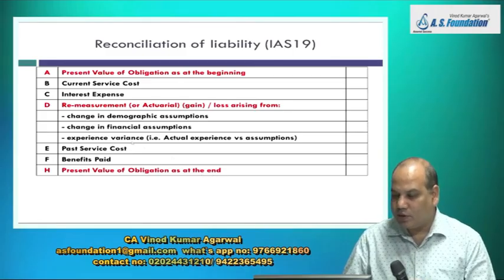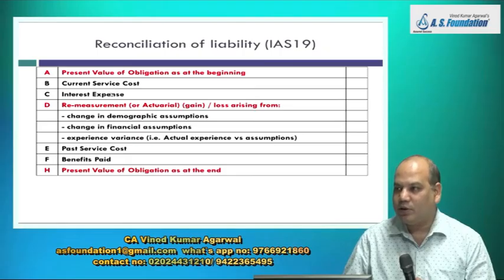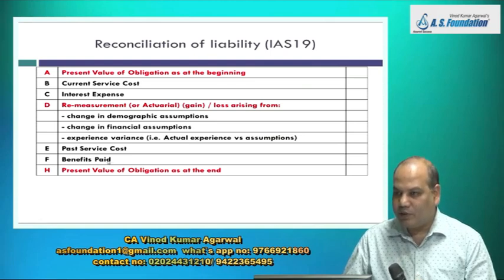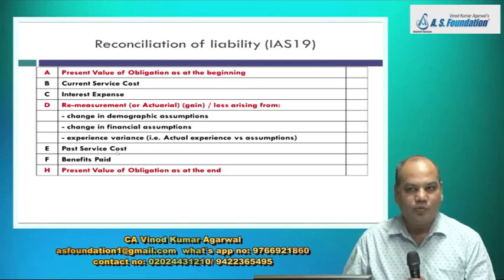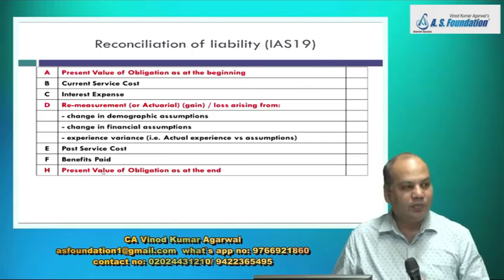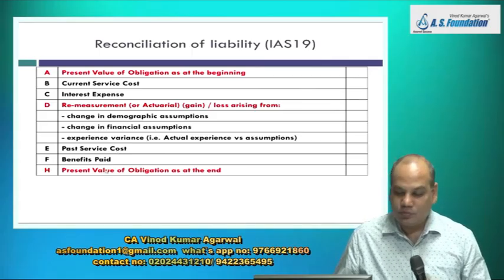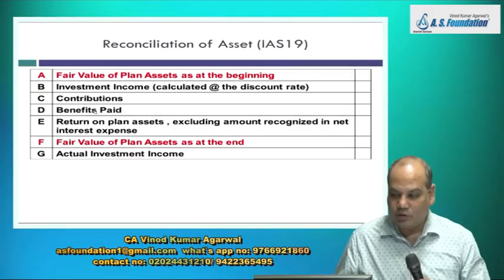So normally in the exam the balancing figure you have to find would be the actuarial gain or loss. Current service cost you know how to calculate. Yesterday you have learned the liability chart. Interest expense you have learned how to calculate. And this benefit paid will be given to you, past service cost would be given to you. Closing balance of liability will be given to you. Then you can find the actuarial gain or loss.